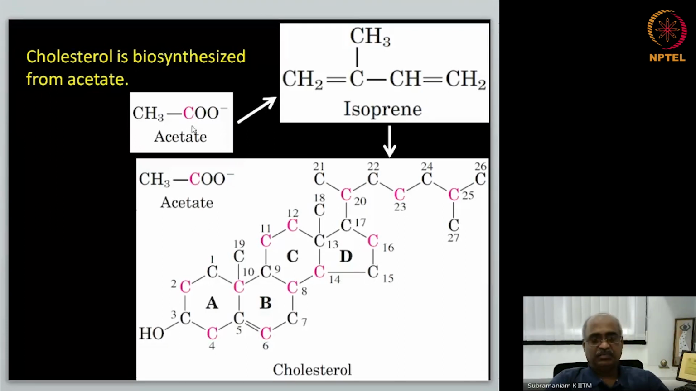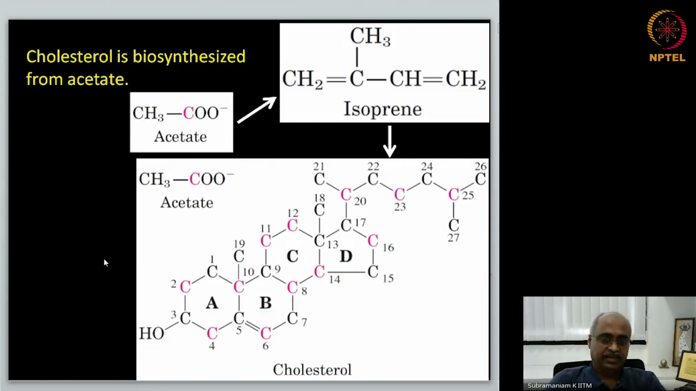So the first step is formation of this... well, this is only showing 2 steps. There is an intermediate important first step. So acetate to isoprenes to cholesterol. And this biosynthesis primarily happens in the cytoplasm of hepatocytes, meaning liver cells. So liver is the primary place where cholesterol is produced as well as degraded.